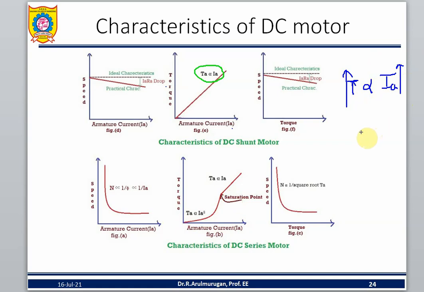If you have any doubt? So this is a torque equation. Then this proportionality I want to remove. Then T is equal to phi into Ia.